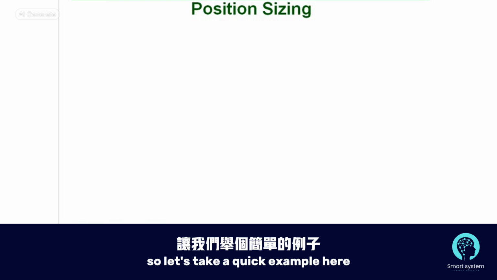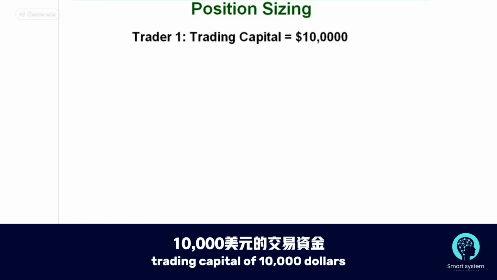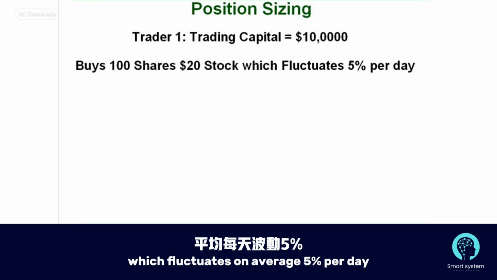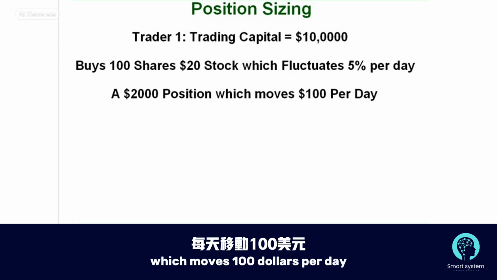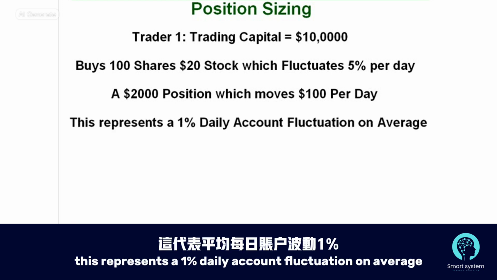So let's take a quick example here. Let's say there's a trader who has trading capital of $10,000, and this trader buys 100 shares of a $20 stock, which fluctuates on average 5% per day. So this is a $2,000 position, 100 times 20, which moves $100 per day, the 5% of that 2,000 on average. This represents a 1% daily account fluctuation on average.